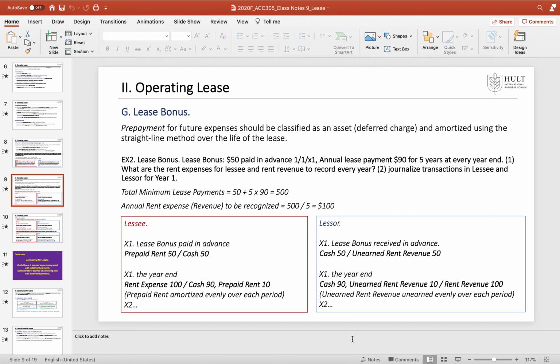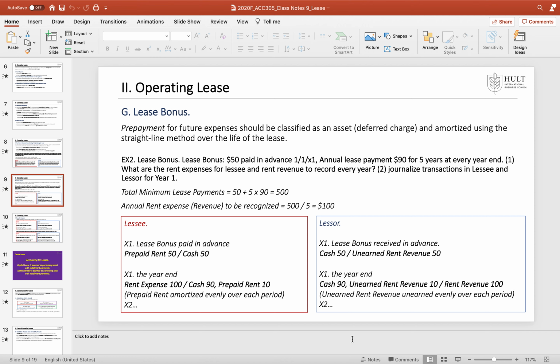Now let's practice the operating lease related to lease bonus. Lease bonus is a totally opposite situation from the discounted rent we previously exercised. The discounted rent is for the buyer's market, with less payment for the first year because of low demand, but the lease bonus is totally a seller's market with high demand in the market. So the lessee should pay more for the first year to give the bonus to the lessor.